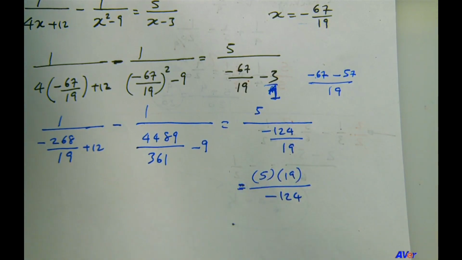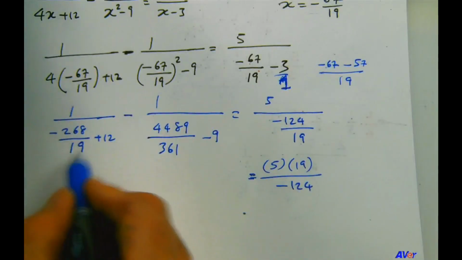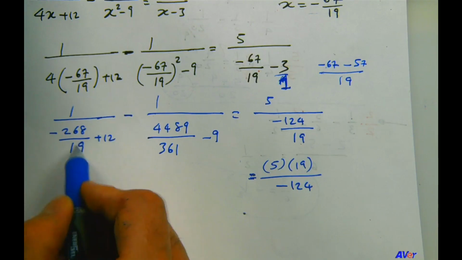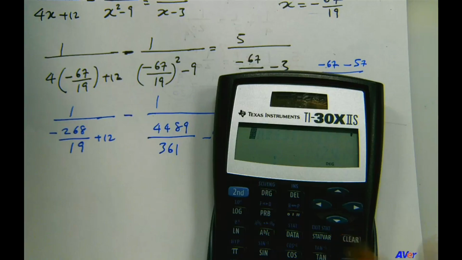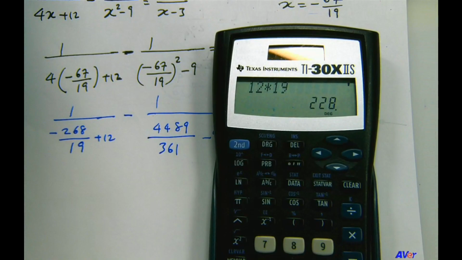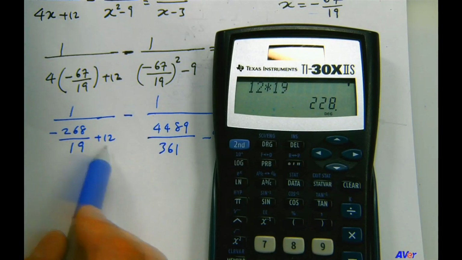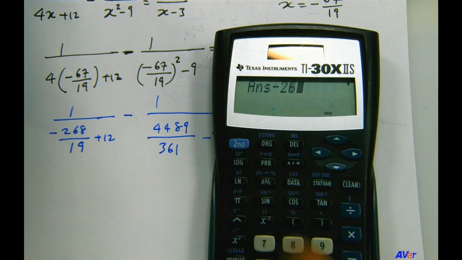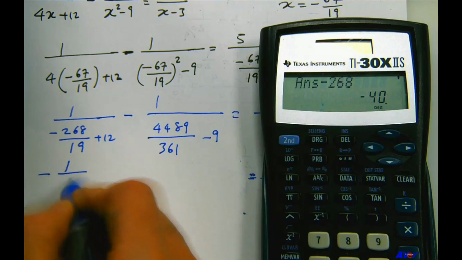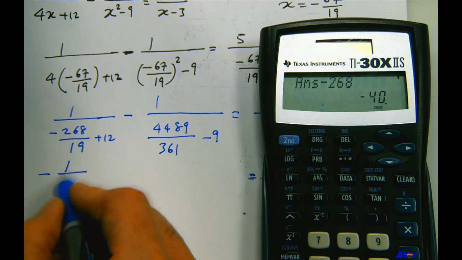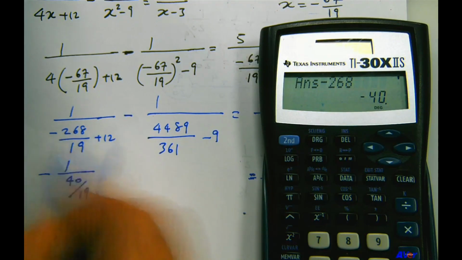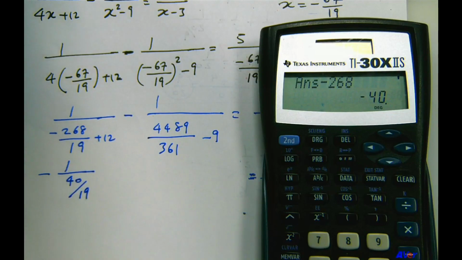And on the left, let's take the common denominator here. That would be 19. And 19 times 12, let's see, 228, and minus 268, minus 40 over 19. So this will be minus 1 over 40 over 19. Okay, that's common. After taking the common denominator, we end up with that.